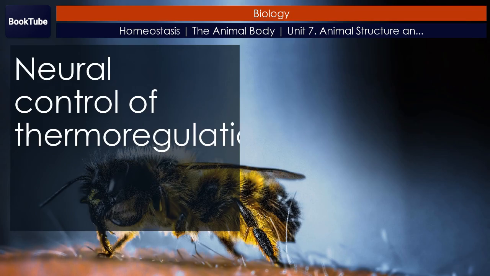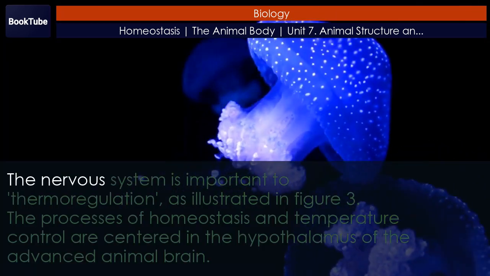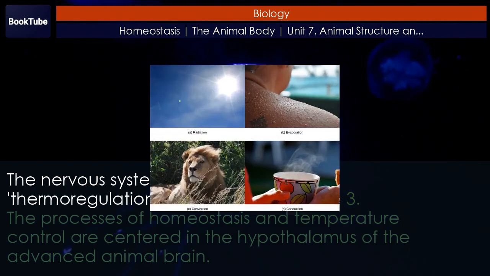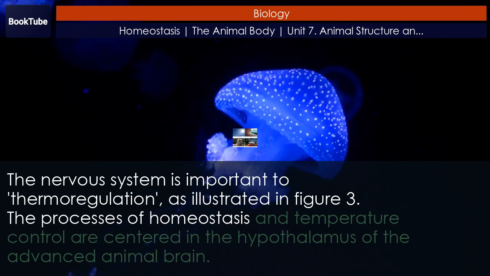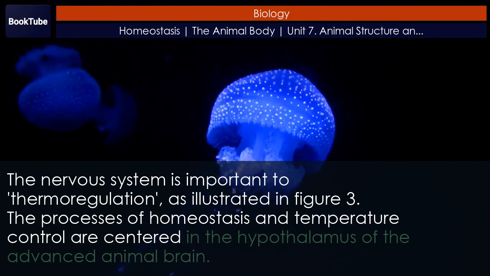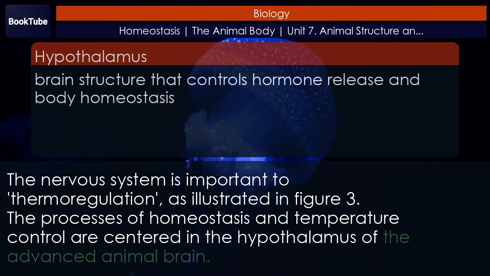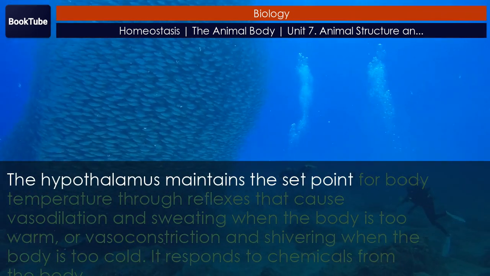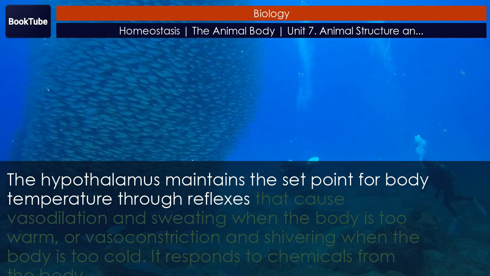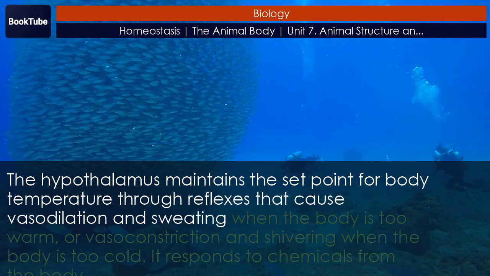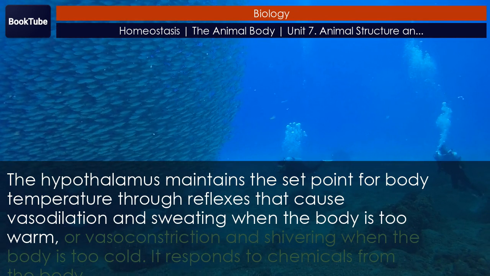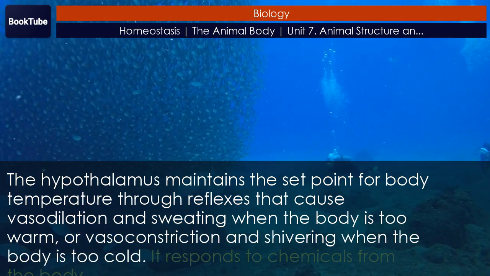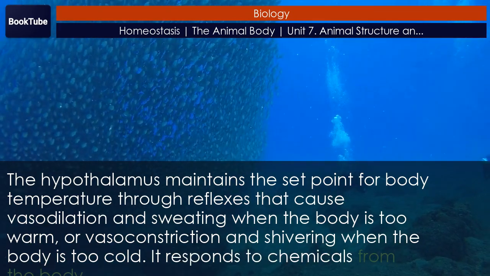Neural control of thermoregulation. The nervous system is important to thermoregulation. As illustrated in Figure 3, the processes of homeostasis and temperature control are centered in the hypothalamus of the advanced animal brain. The hypothalamus maintains the set point for body temperature through reflexes that cause vasodilation and sweating when the body is too warm, or vasoconstriction and shivering when the body is too cold. It responds to chemicals from the body.